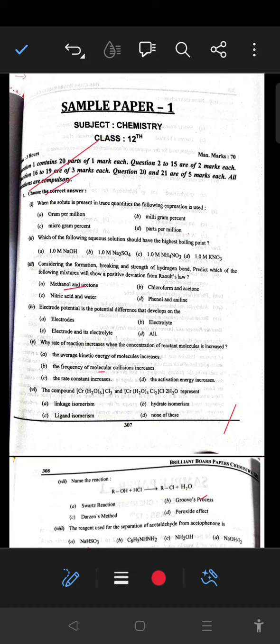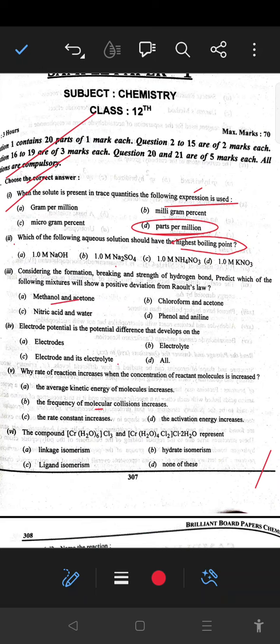Second: which of the following aqueous solutions should have the highest boiling point? The solution which will give the highest number of ions. NaOH will give 2 ions, sodium sulfate will give 3 ions, ammonium nitrate will give 2 ions, and potassium nitrate again 2 ions. The right answer is option B, that will give 3 ions and show the highest boiling point.